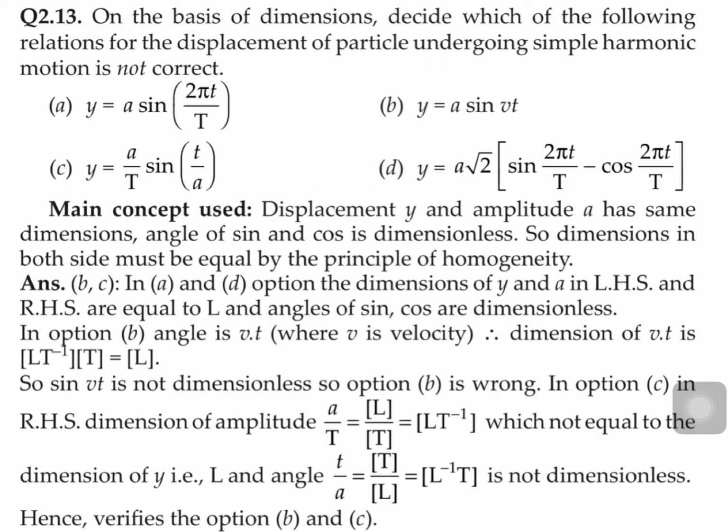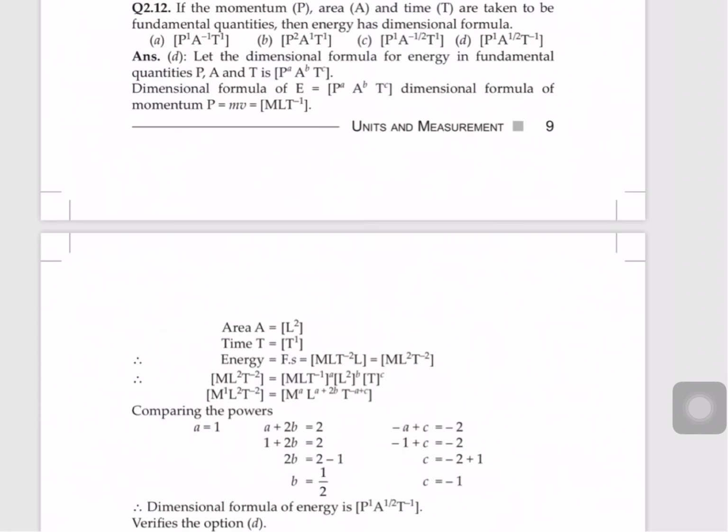And next one, on the basis of dimensions, decide which of the following relations for displacement of a particle undergoing simple harmonic motion is not correct. So you can see one by one. Which one is simple harmonic motion related? The answer B and C are the only correct definitions. Which are not equal. What are the dimensions of amplitude A by T, or another one? And the dimension of y is L, and the angle, that is L power minus 1 T, is not dimensionless. So finally you can get B and C as the only correct answer.